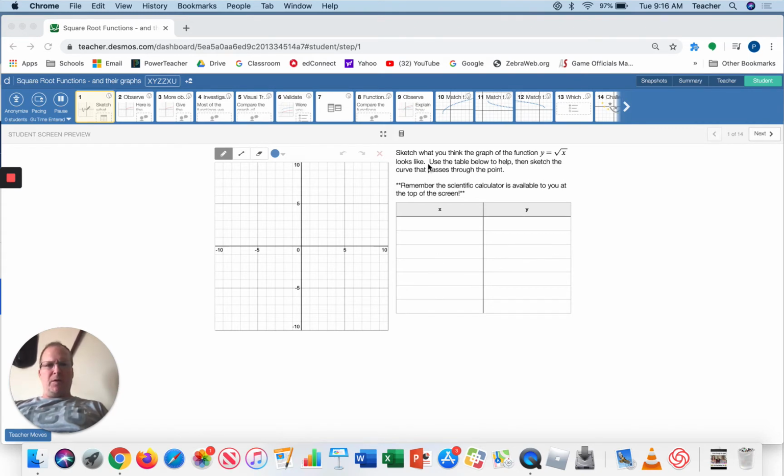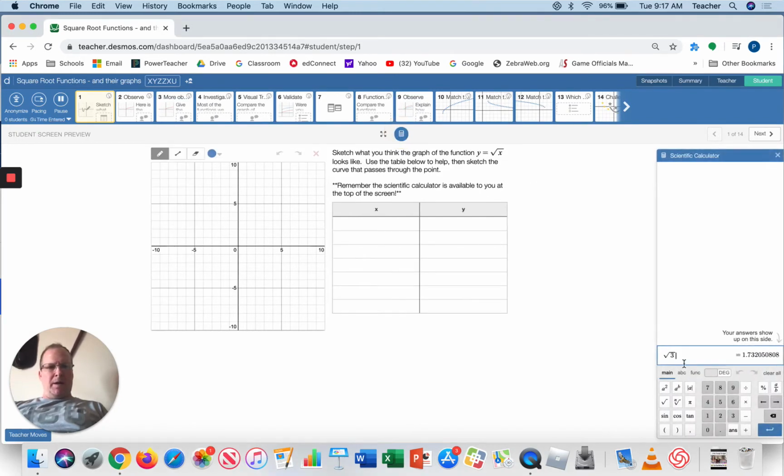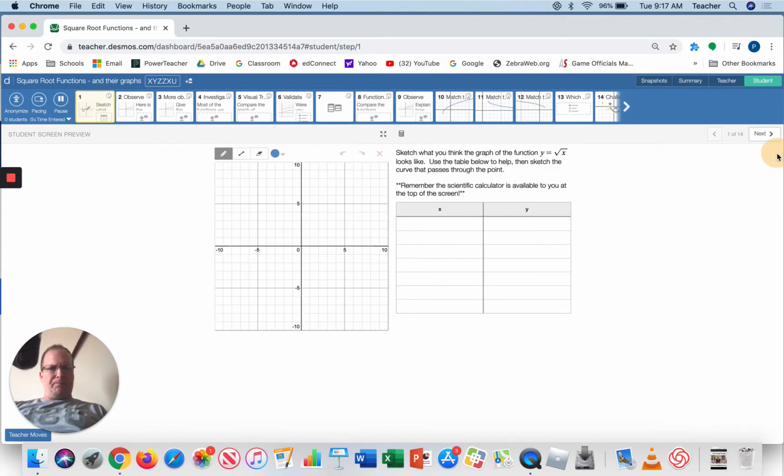So the first thing says, sketch what you think the graph of the function y equals the square root of x looks like. Use the table below to help, then sketch the curve that passes through the points. Remember, the scientific calculator is available to you at the top of the screen, and that is right here. If you need it, just click on it, and that pops up over here. Okay, so let's get rid of that.